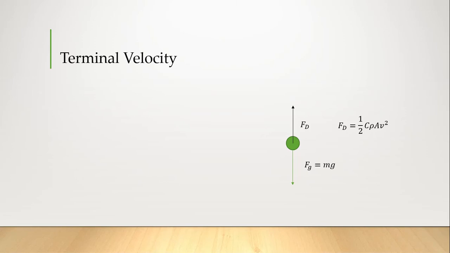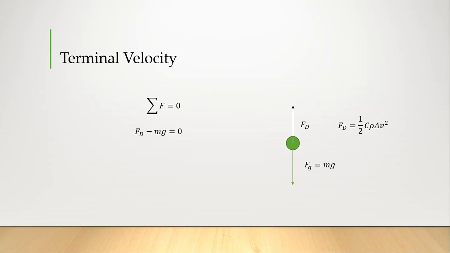Initially, the drag force is 0 because you start at a velocity of 0, but your weight is a fixed number. But your velocity starts to increase, which means your drag force starts to increase. And so at some point, the drag force and the weight are going to be the same. We're going to be in equilibrium, and we'll move at a constant velocity.